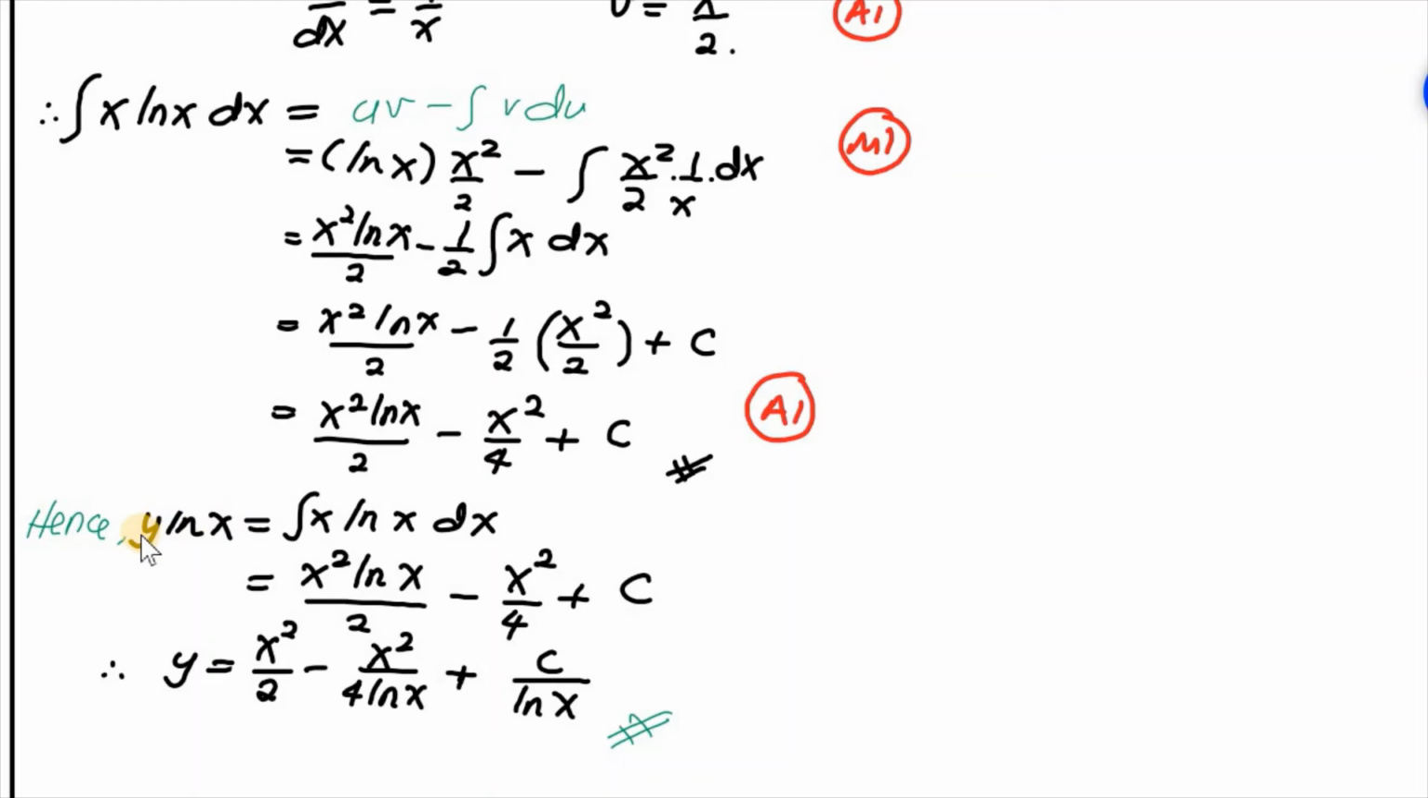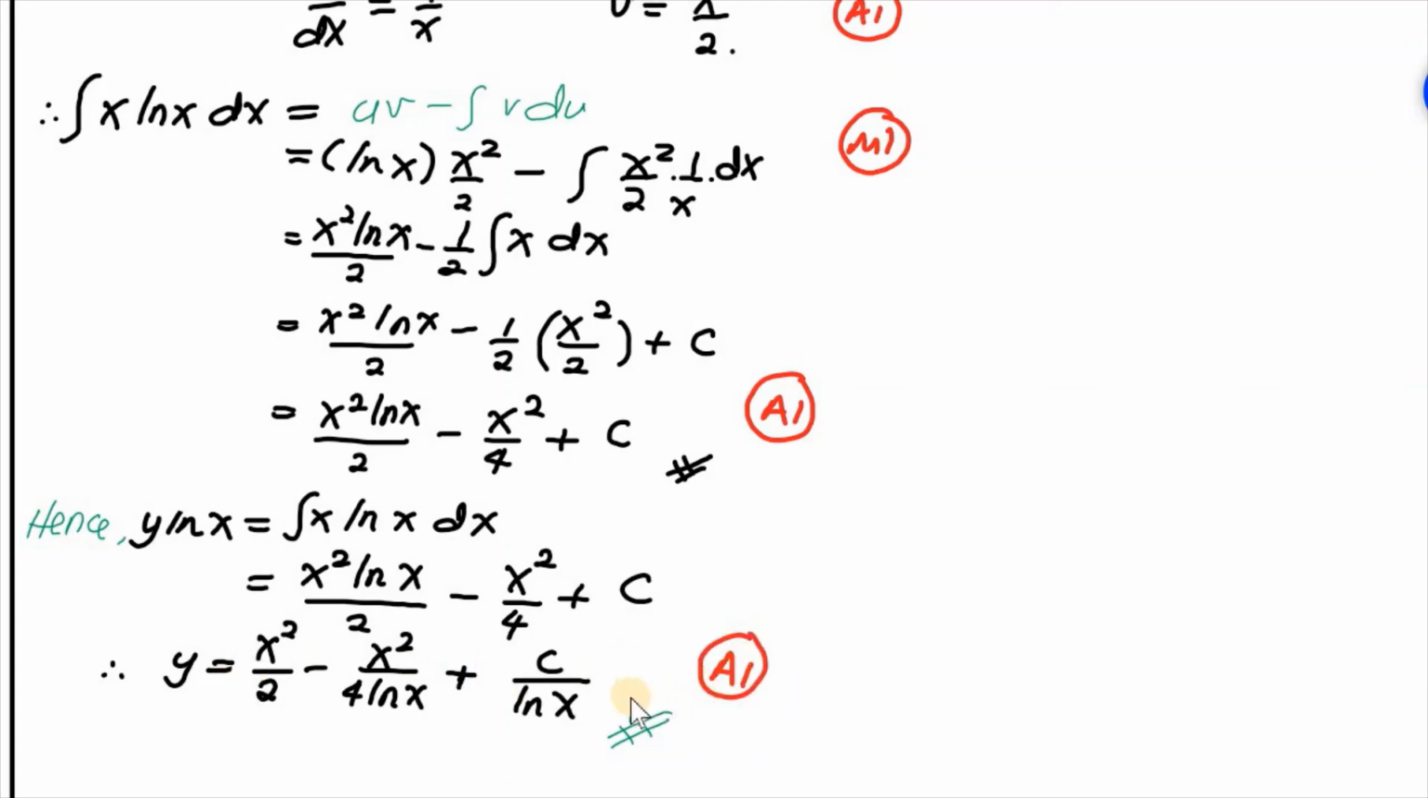So hence, just now we have y ln x. So we were stuck with that and we have solved it. Make sure that you show all the working there. So we are quoting back the answer. And don't leave your answer like this. Make sure you simplify further. Divide everything by ln x. So we have x squared over 2, divided by ln x. We have x squared over 4 over ln x, and the c over ln x. You don't need to factorize. You can just leave your answer like that.